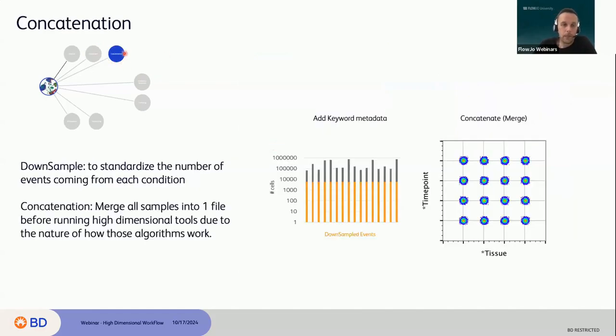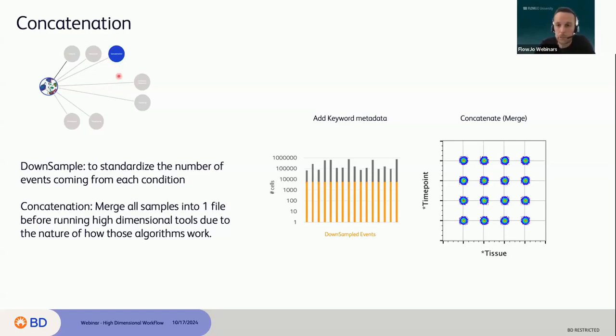Step 3 is your concatenation step. Your concatenation step is really the primary difference between your standard analysis and your high-dimensional workflow analysis. The data QC and annotation are steps that hopefully you already do, even for your manual gating. But here, this concatenation step is one that is new. What we're going to do in this step is concatenate all the samples into one big file.